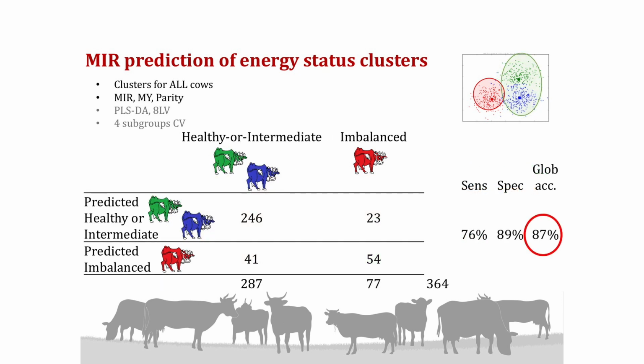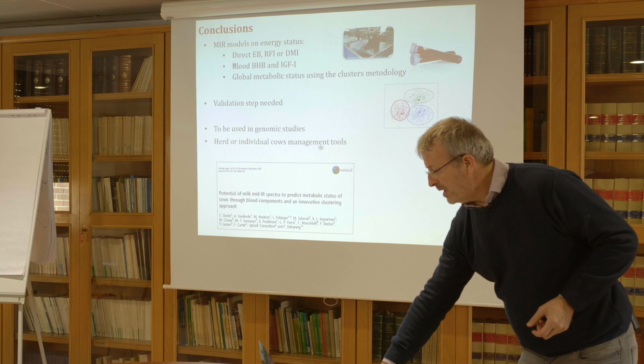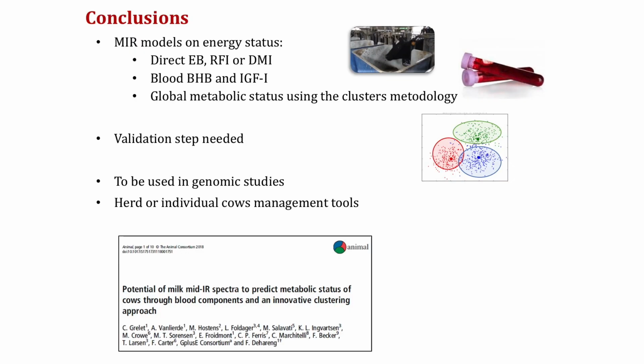And now we can also use intermediate and healthy cows in the same group, and we are able in this case to have a global accuracy of 87%. You can find all these details in a new publication of Clément of this year.